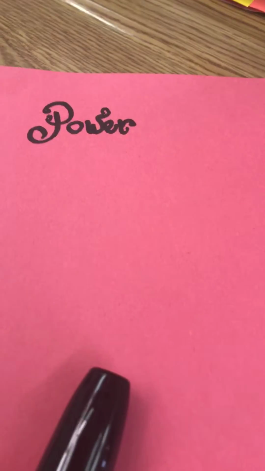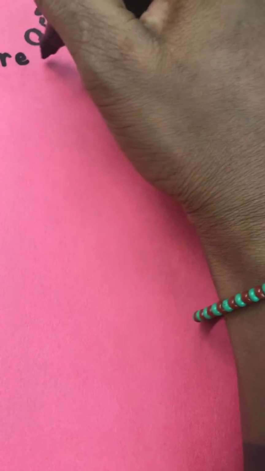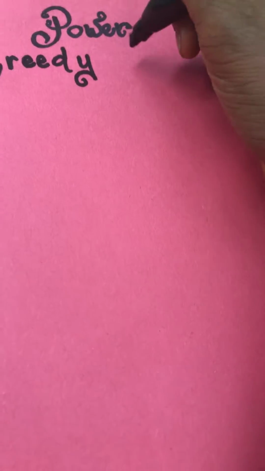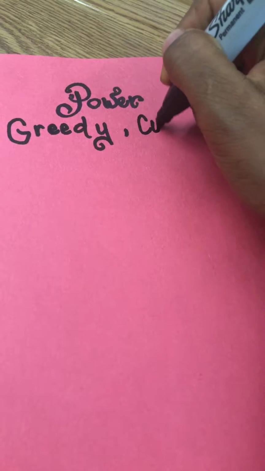So my poem is about power. Power is my noun. What can I say about power as far as adjectives? That would be a great participle. So I could say for adjective, greedy, and corruptible.